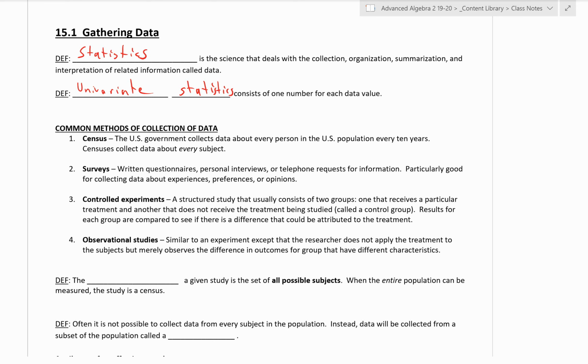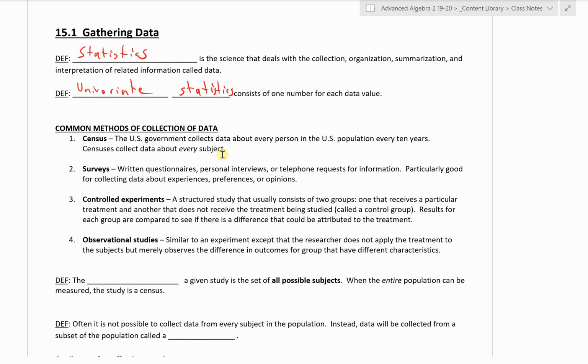So let's talk about some basic methods of collecting data that you're probably familiar with a lot of. We have one called the census. Obviously, the United States government does a census every 10 years. We're currently in a census year, and the census is the government collecting data about every person in the U.S. population. They do it every 10 years, and the goal, and this is what a census does in general, is to collect data about every single subject. So obviously, the U.S. Census is probably going to fail at getting literally every single person who lives in the United States, but that's the goal.